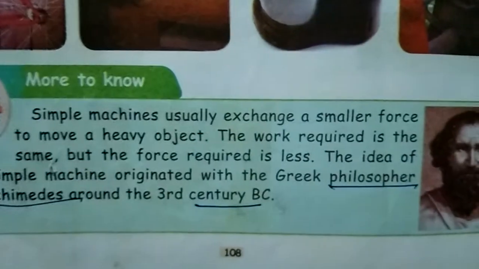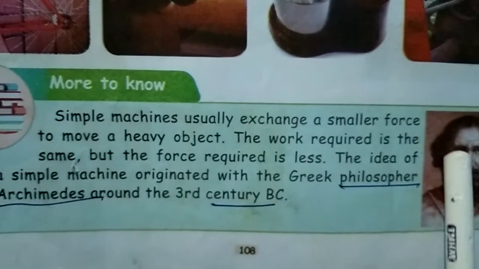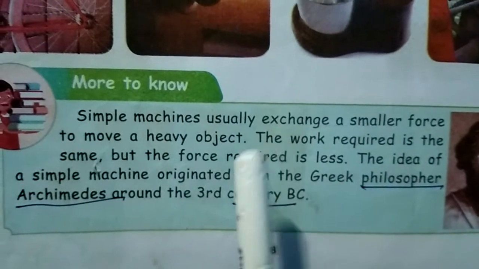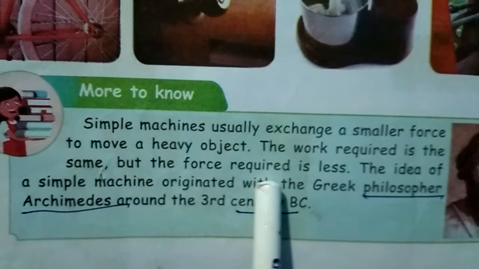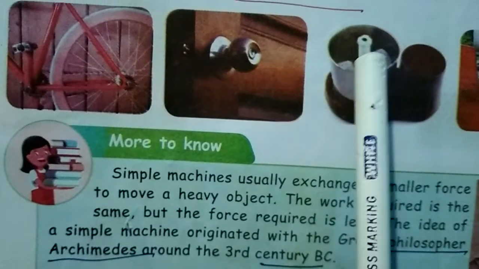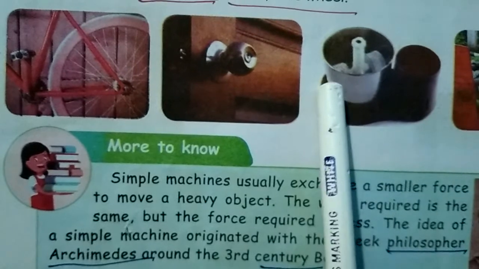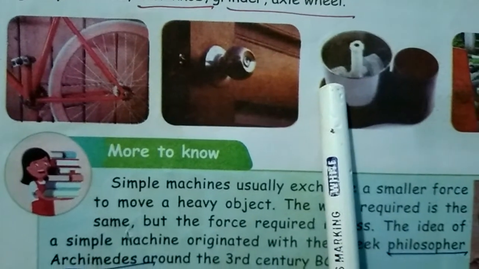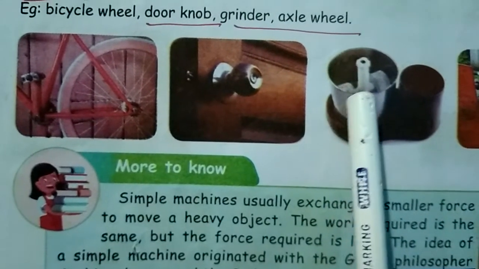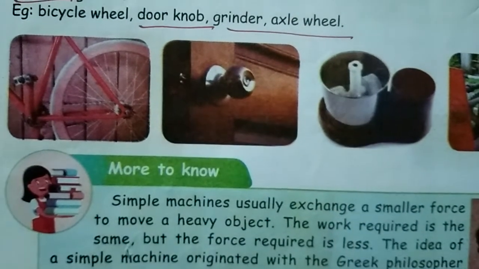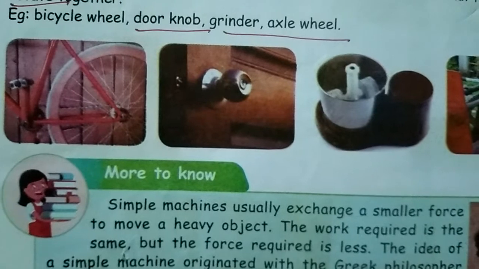The Greek philosopher told that simple machines are used to make heavy work easier. See, for example, grinding the flour. In the olden days, they used a stone. You all know that, right? Ural. They called it a ural. In that ural, they have to put more energy to grind the flour.